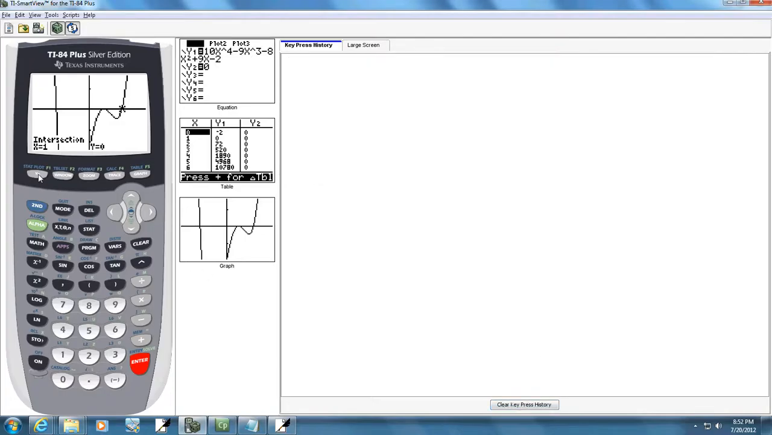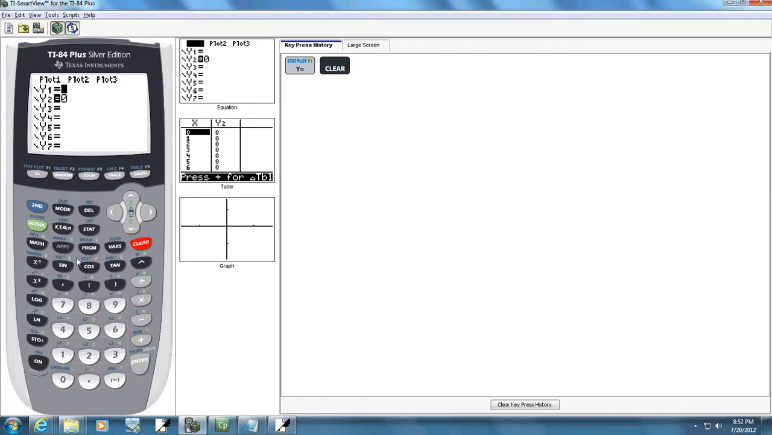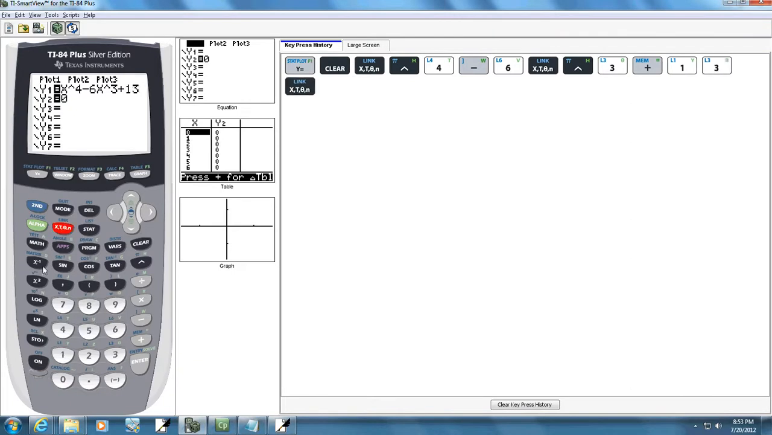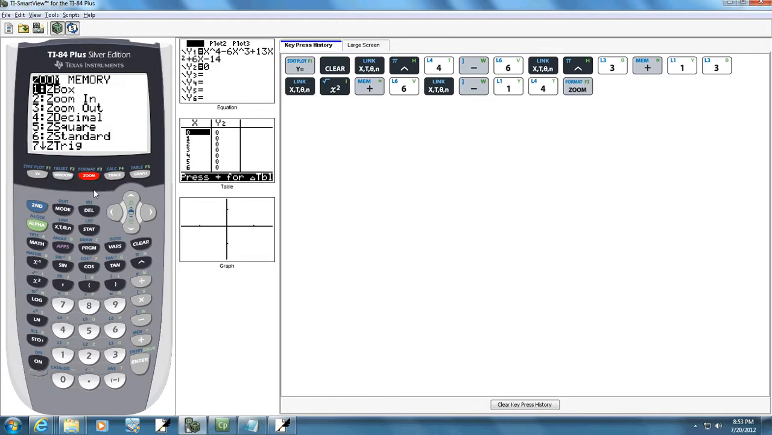So I'll press my y equals, clear. Then we got x to the fourth minus 6x to the third plus 13x squared plus 6x minus 14. And I'm going to do a zoom and choose Z standard because I'm zoomed in from the previous problem.